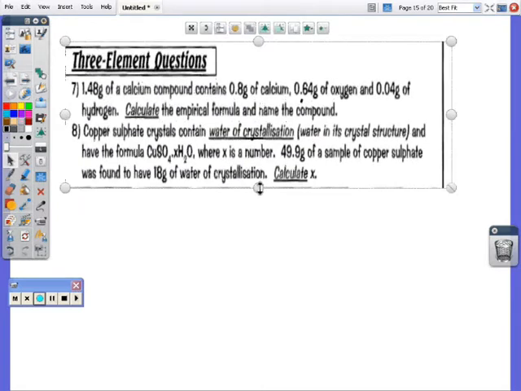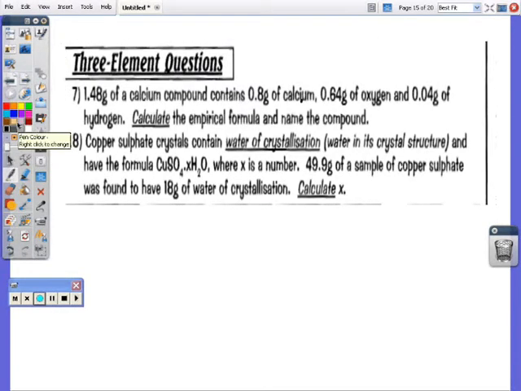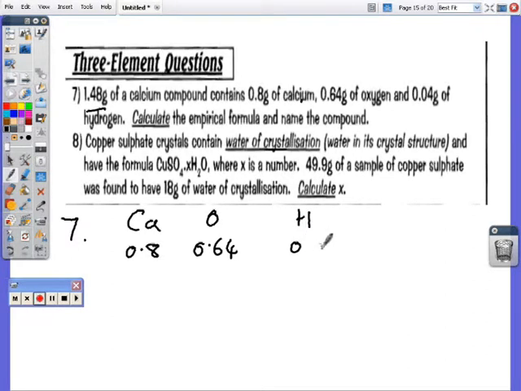have 3 elements to deal with in the first one. But really the process by which you do the calculation is exactly the same. So number 7, which is the first one here, we have 1.48 of a calcium compound. It contains calcium at 0.8 grams, it contains oxygen at 0.64 grams, and it contains hydrogen, sorry, at 0.04 grams.